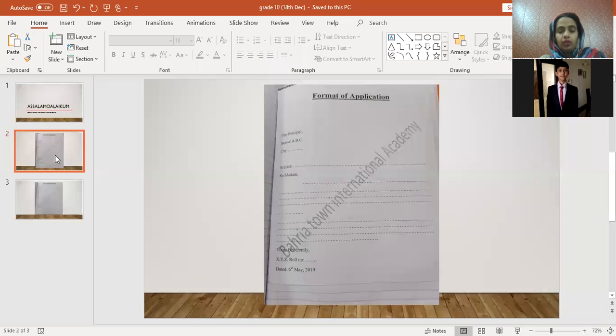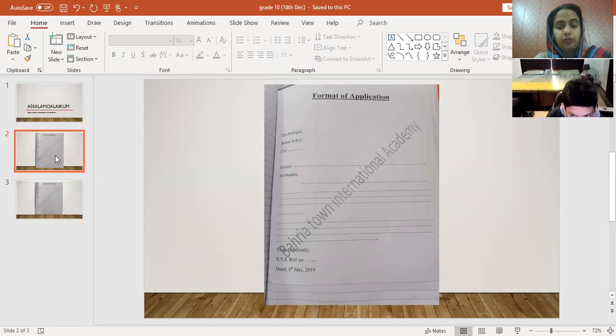Okay, the format of application. The application is going to start with the designation of the person to whom you are writing. Basically, an application is written for the purpose of some permissions, for asking something of the higher authorities. So the designation is a compulsion for that purpose. You need to mention the designation. For example, if you're going to write this application to the principal, you will write the principal, or the editor, or whoever you are writing to.